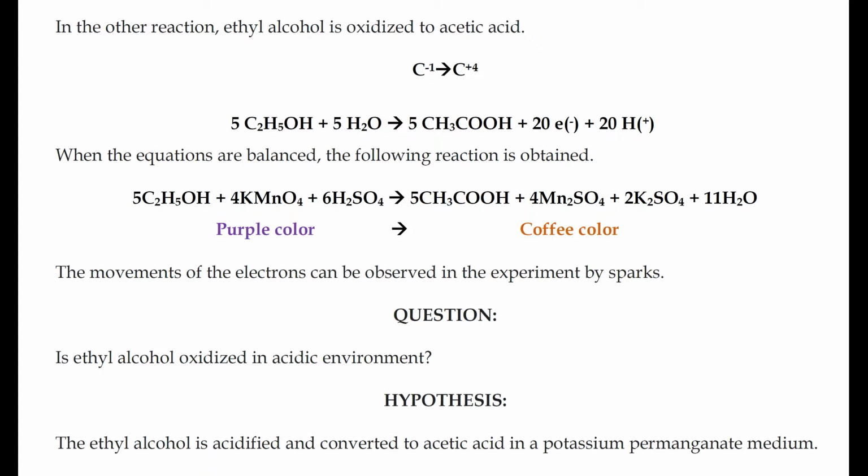When the equations are balanced, the following reaction is obtained. 5C2H5OH + 4KMnO4 + 6H2SO4 gives 5CH3COOH + 4MnSO4 + 2K2SO4 + 11H2O. Purple color, coffee color. The movements of the electrons can be observed in the experiment by the color change.